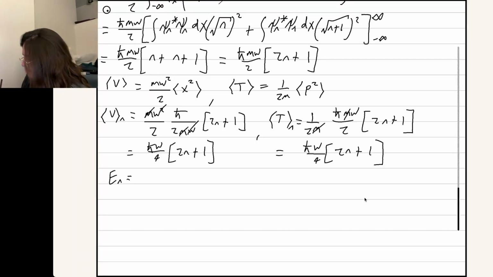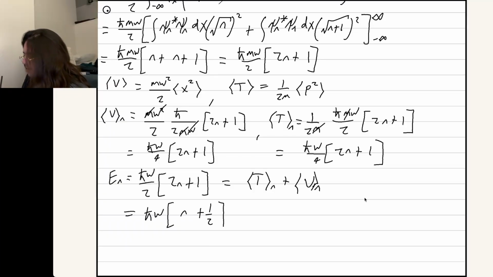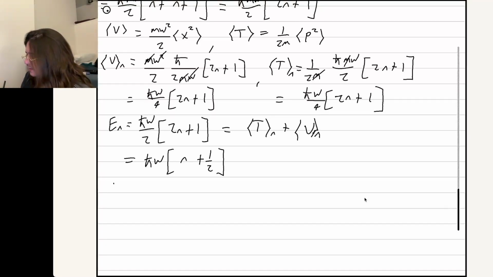But then we can add them together to find the energy of any particular state E n as being h bar omega over 2 times 2n plus 1. That is T n plus V n. Better specify that. And then factor the 1/2 through to get n plus a half, and now it looks like what Griffiths wrote. Anyway, pretty cool.